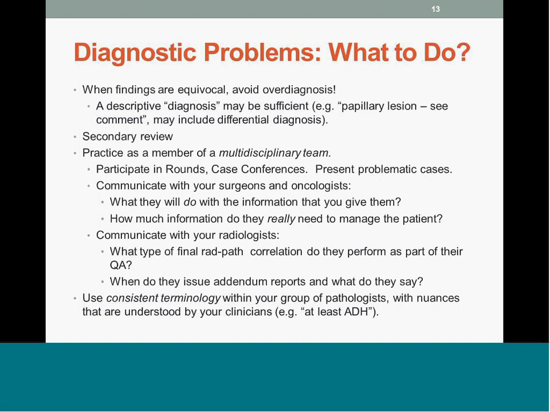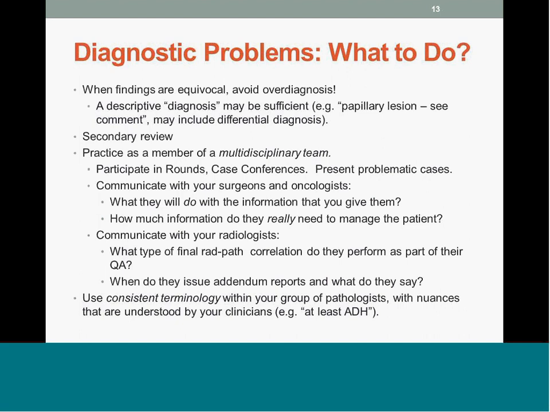And similarly with your radiologists, it's useful to find out from them what type of question they ask as part of their quality assurance, because it's reassuring, and I find it helpful in my terminology, in my reports, in what I say. For example, if I have a discordant case, I'll add a comment that I would recommend final radiologic pathologic correlation. I know that my radiologists receive my reports and read every one of them. And if I put that in, that's a key to them to go back and take a closer look.